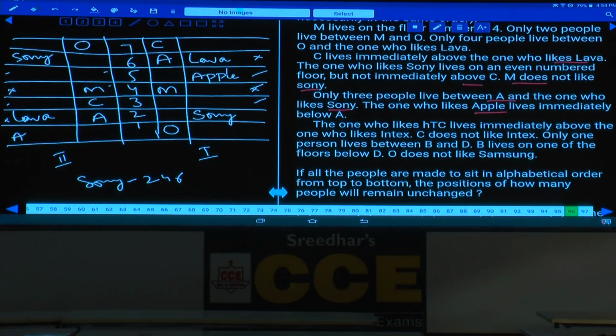And in case 2, apple must be on floor number 1. And the one who likes HDC lives immediately above the one who likes Intex. HDC is immediately above the one who likes Intex, HDC and Intex. And this is the only possibility wherein 2 vacant places, HDC and Intex.